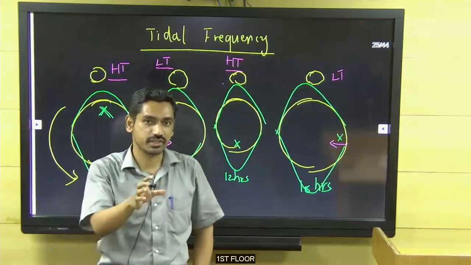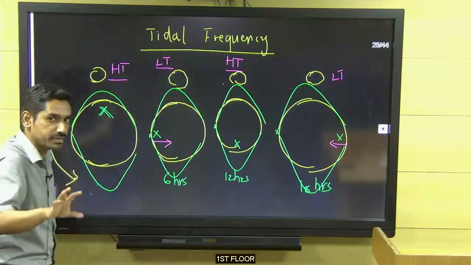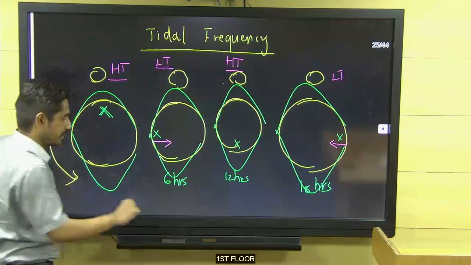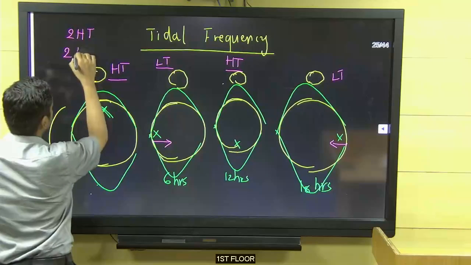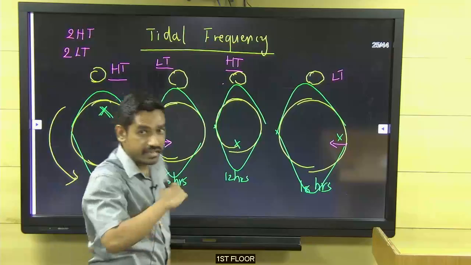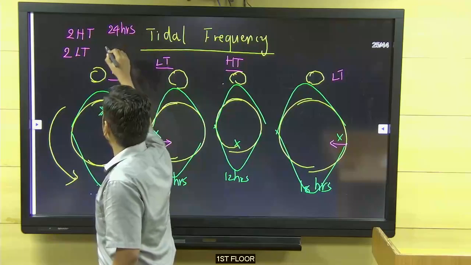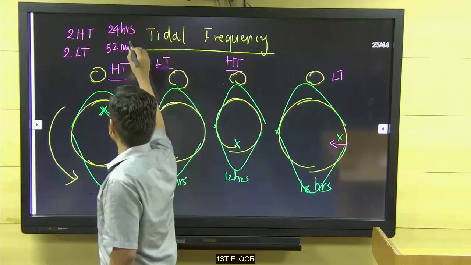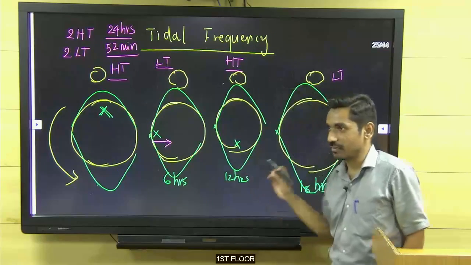Ideally, I'll again stress on this word ideal. Ideally, this point X or a place which has a coastal area should experience 2 high tides and 2 low tides in 24 hours and 52 minutes. Where does the 52 minutes come from? I'll need the next slide. Copy this first.